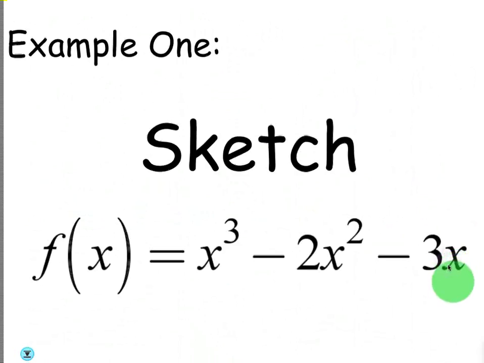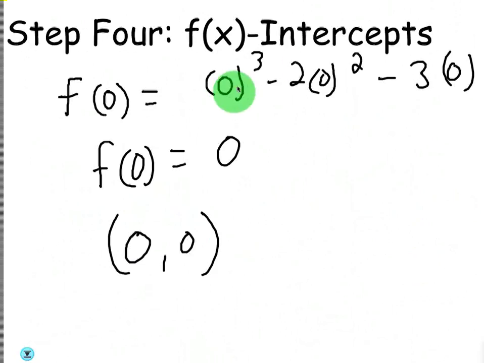It doesn't matter, actually. But usually just go with the original. Plug in a 0 for every time there's an x. And so we get 0 this time, right? If every term has an x and you plug in 0, it's all going to turn to 0 anyways. So that means your y-intercept is 0, 0.